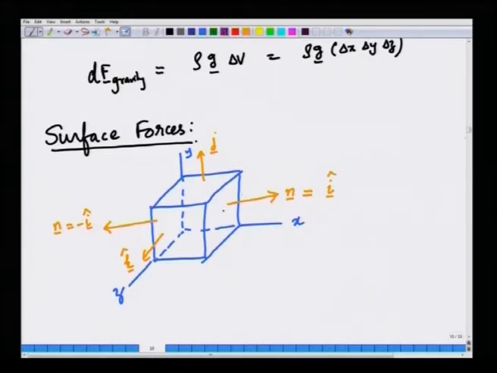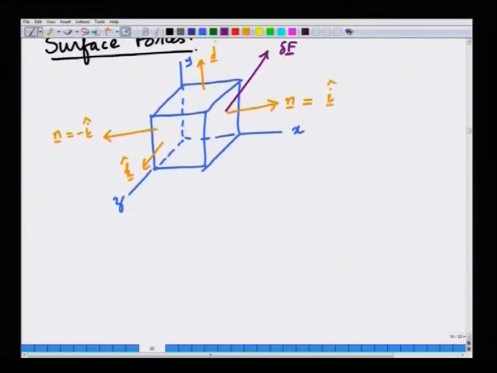Now, at any face, the force exerted by the fluid on the neighboring side of the control volume on this face can be in any direction. This is the surface force. Let us call that surface force delta F. We are calling everything delta because it is small, because we are worrying about a tiny control surface. So, in general, this is the force that acts on a surface whose unit normal is in a particular orientation. For example, in this particular case this is i.